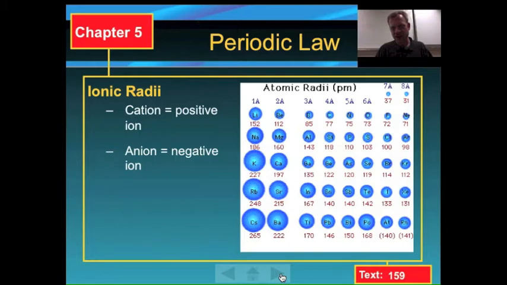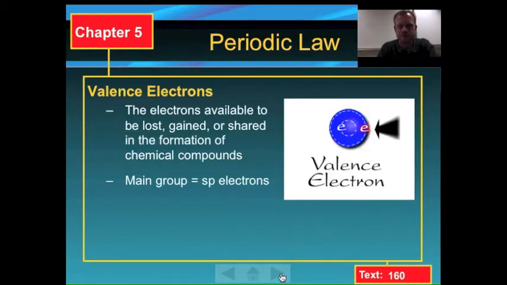Anions, on the other hand, become negative by gaining an electron. So you're putting something on the outside of the atom. So we're adding to the outside. That's going to make it bigger. So anions tend to be larger than their neutral counterparts. Now these outermost electrons that are either gained or lost are called the valence electrons, and we remember that those reside in the s and p sublevels of your highest energy level.